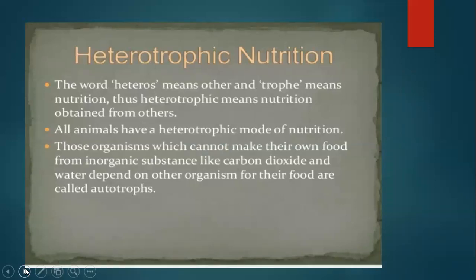Heterotrophic nutrition. In this slide, the word hetero means other and trophe means nutrition. So heterotrophic nutrition means nutrition obtained from others. We already discussed that the organisms obtain their nourishment from other organisms or other sources.